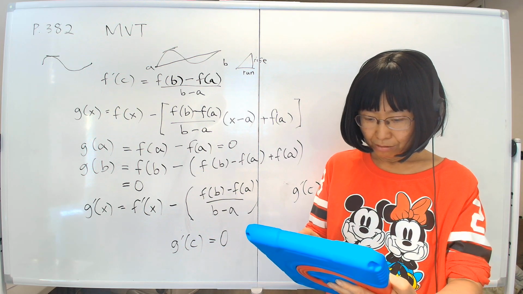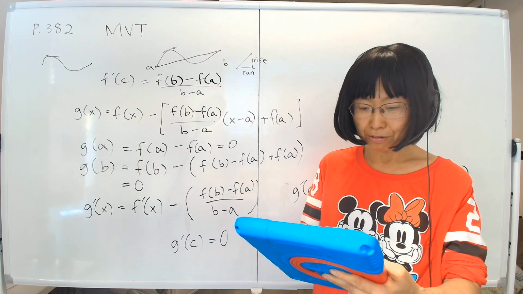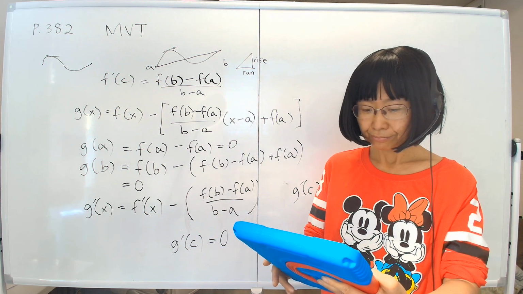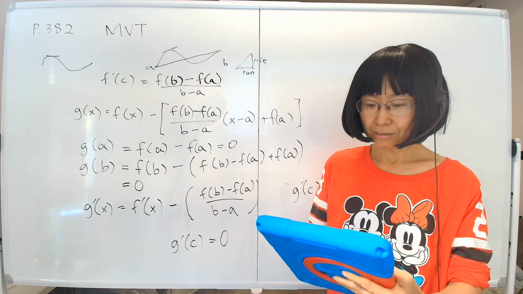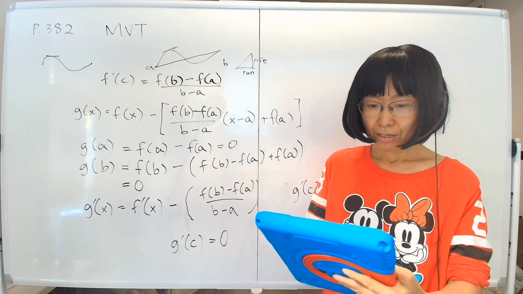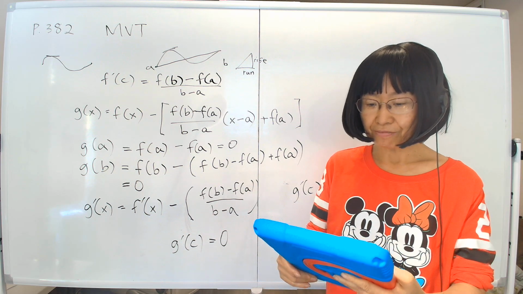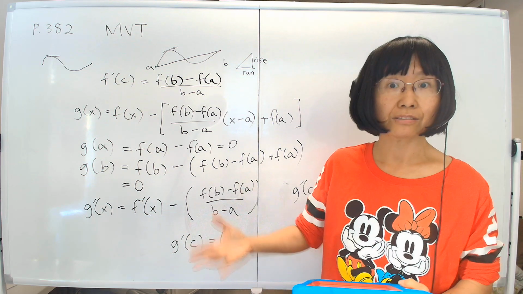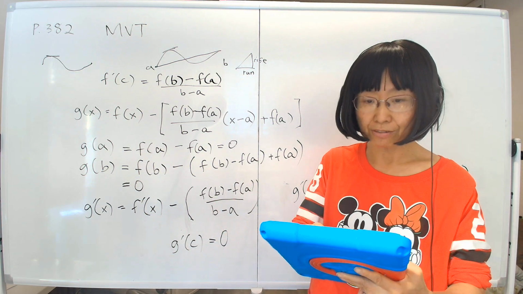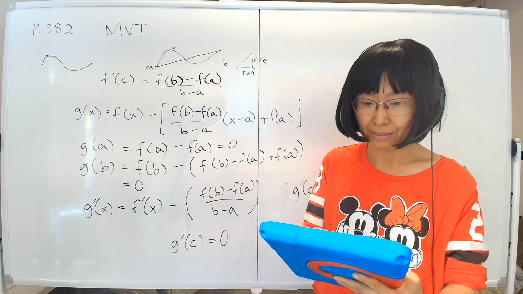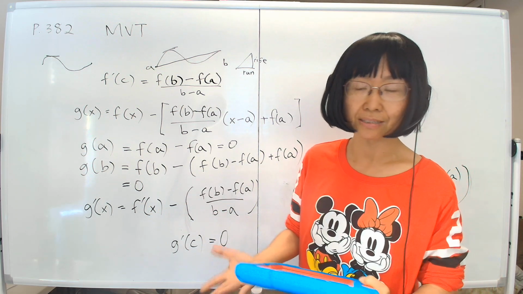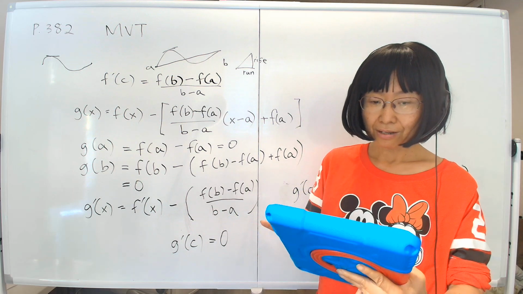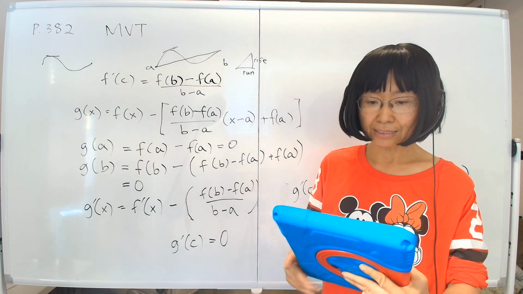And flipping over, it's the same as 4.16. You don't really need the mean value theorem. You just need to take the derivative, set it to be the required value, and solve for x. And that's about it. The mean value theorem, however, guarantees that such a point exists. All right, so that's that.